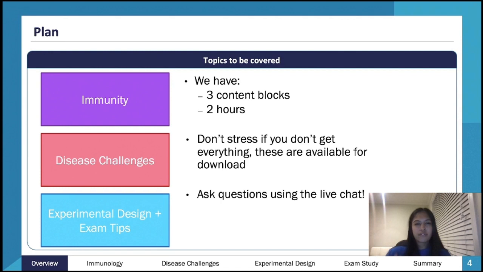Again, I know people have different learning types, but because of the nature of immunity, and the fact that it's on such a molecular level with lots of processes and steps involved, sometimes watching a visual explanation of that can be helpful. I know I found it really helpful.